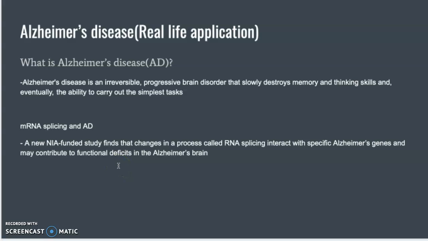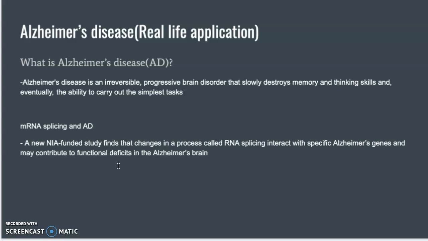So, Alzheimer's disease, and this is the real-life application part. What is Alzheimer's disease? The online definition of Alzheimer's disease is that it is an irreversible, progressive brain disorder that slowly destroys memory and thinking skills, and eventually the ability to carry out the simplest of tasks. So let's take a look at abnormal mRNA splicing.